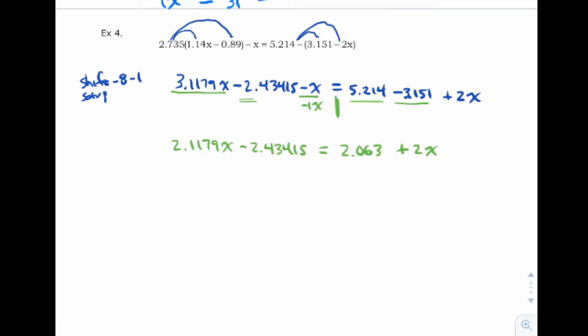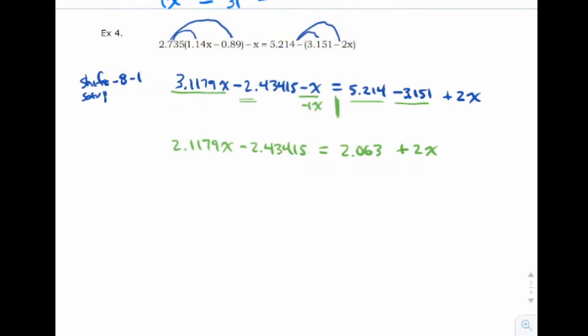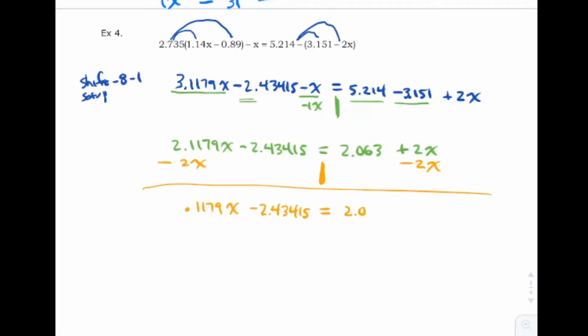Now I think I'm going to subtract 2x on both sides, because we're going to want x on one side of the equation, not both. So if I subtract the 2x on both sides, this is 2.1179 minus 2, which is 0.1179x. I still got this here, 2.43415 is being subtracted. Over here, I've still got the 2.063, but the minus 2x and the plus 2x are canceling.